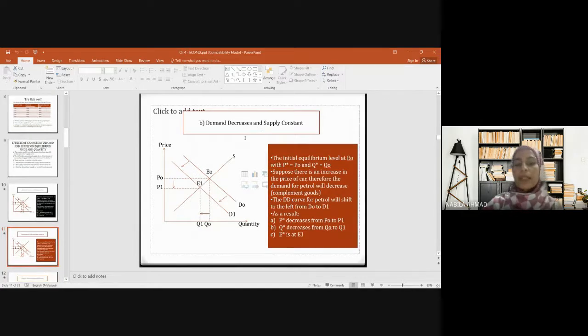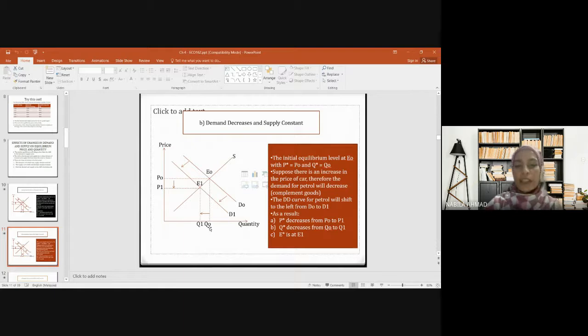So yang ini kalau demand decrease, supply constant. So the initial position is as supply and also D0 here. So P0 here and Q0 here. So when there is increase in the price of car, so what happened to the demand of petrol? So when the price of car increases, the demand for petrol will reduce. So the demand curve will shift to the left from D0 to D1. So here is the new equilibrium point, S and D1. So this is the equilibrium point, the new one. And then equilibrium price, so the price reduced from P0 to P1, and quantity reduced from Q0 to Q1.